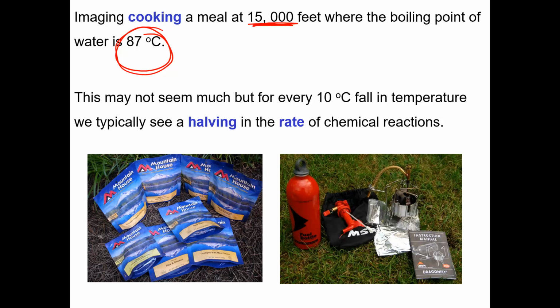This can actually have consequences for people because every 10 degrees Celsius fall in temperature, we typically see a halving in the rate of chemical reactions. So people that live at altitude often have to lengthen the time that they cook things for, especially with baking, where baking is often dependent on the fermentation reactions to cause the rising of breads and cakes and things like that. And you may even have seen instructions on food where it gives advice to extend the cooking time if you live above 10,000 feet, which is kind of interesting.